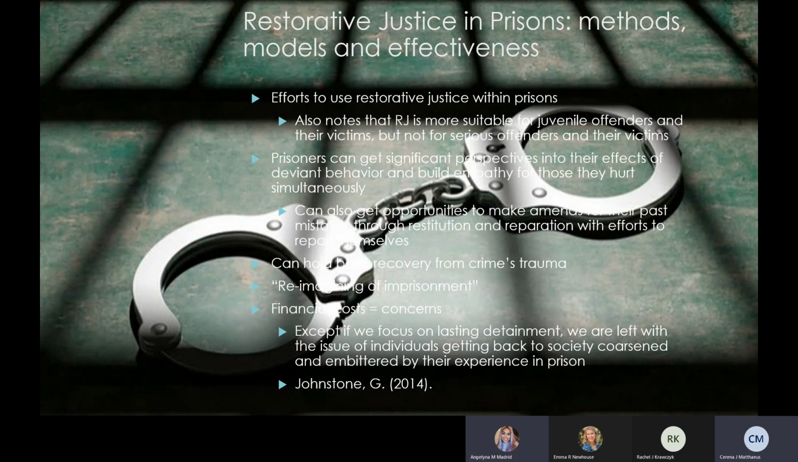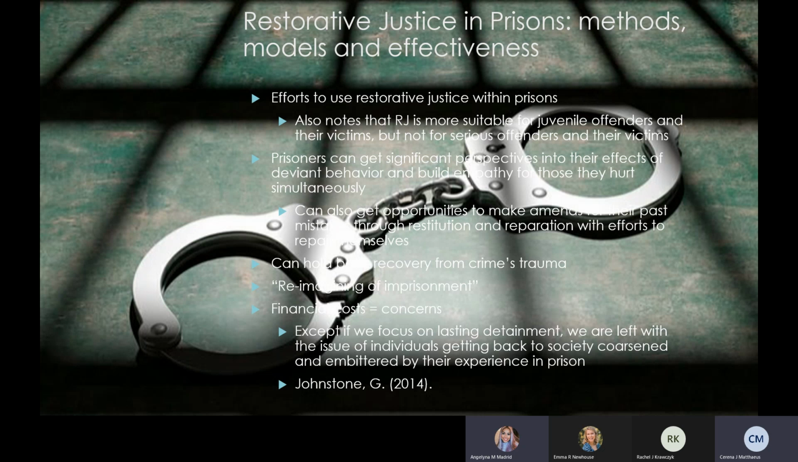The second article, Restorative Justice in Prisons, Methods, Models, and Effectiveness, focuses on efforts to use restorative justice within prisons. It also notes that restorative justice is more suitable for juvenile offenders and their victims, but not for serious offenders and their victims. So many potential benefits of restorative justice in prisons include prisoners getting significant perspectives into their effects of deviant behavior and build empathy for those they hurt at the same time.